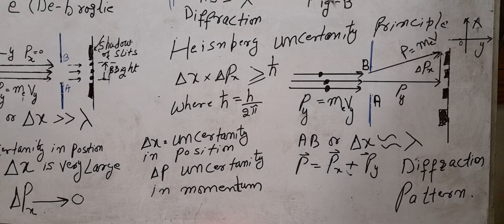Okay, it means that this uncertainty principle actually explains the diffraction phenomenon, and we can understand the diffraction phenomenon with the help of this uncertainty principle. Okay, thanks.